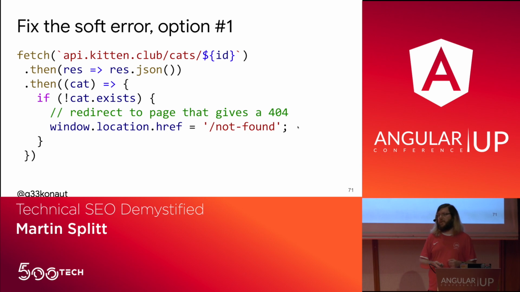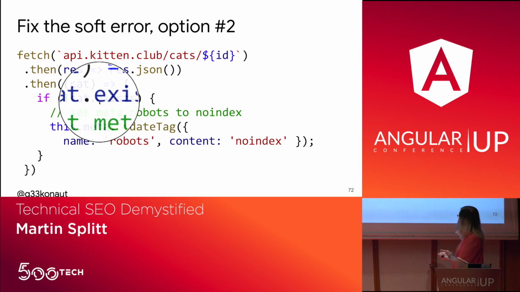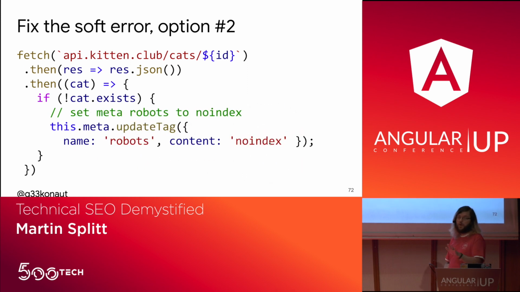Because then our crawler will be like, all right, so this just redirects, and then, okay, cool, that's fine. The alternative is to use the meta service, as I explained earlier on, and tell us not to index this page. So here we are specifically setting the robots meta tag to noindex, and that means do not index this page, and we're like, okay, cool, fine.